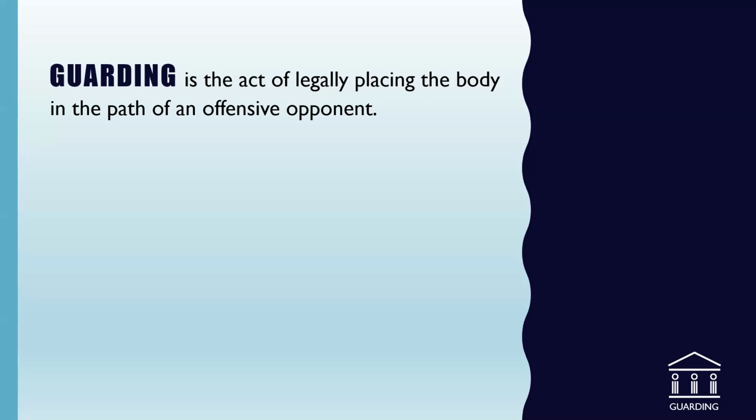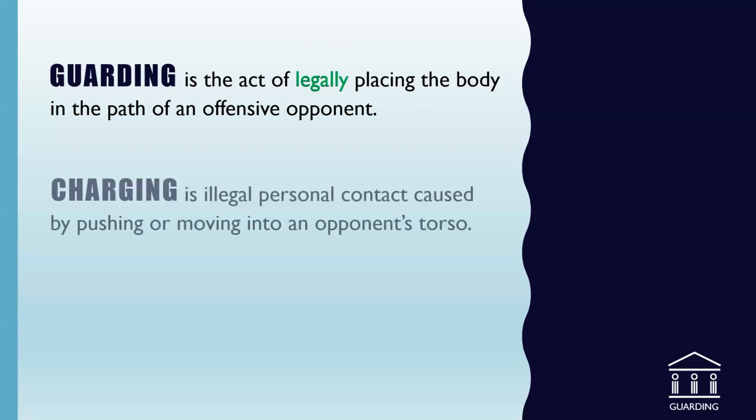Great. All right. So now we know what guarding is, right? It's the act of legally placing the body in the path of an opponent. So what does that mean? If I'm legally in that path, it must be a charge, because charging is illegal contact that pushes or moves into an opponent's torso. If I'm legally there, then it should be a charging foul.